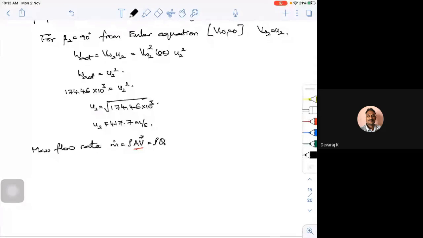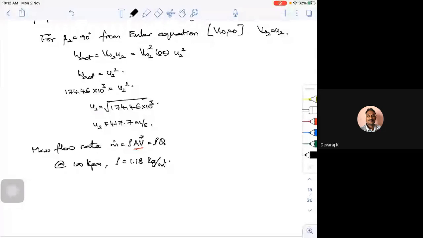If you have a table which gives the properties of air, I can use the table and get it. At 100 kilopascals of pressure, my density from the table I am getting as around 1.18 kg per meter cube. If you have a table, you can use it and get the value. Or if you don't have any table, you can use 1.2 kg per meter cube. So 1.18 is roughly the number you are going to get from the tables, or you can use 1.2 kg per meter cube for solving the problem.